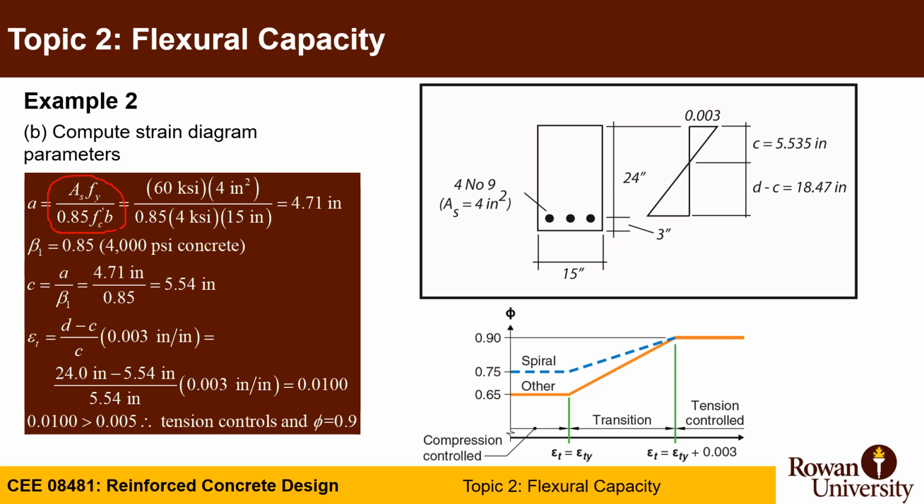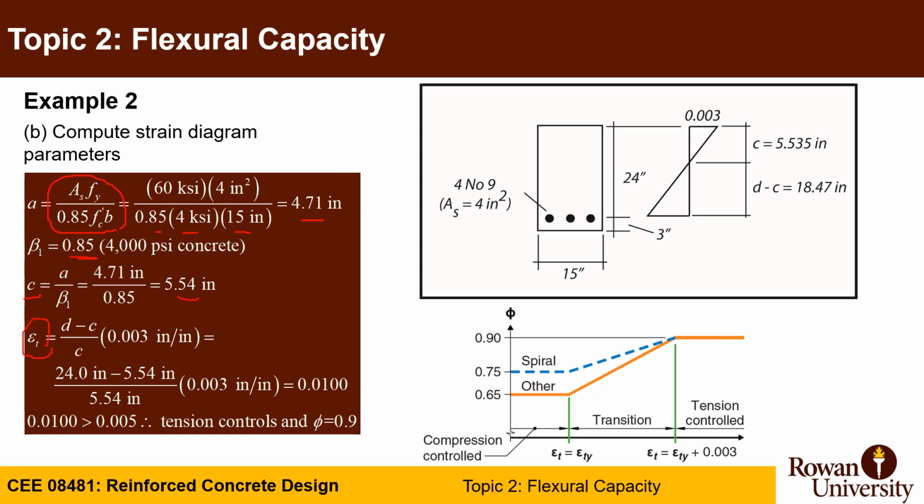It's going to be 60 ksi as fy, 4 in² as As, divided by 0.85 f'c, which is 4 ksi, and b is 15. This is going to give you a of 4.71. If f'c is 4,000 psi, beta 1 will be 0.85. So c is a divided by beta 1. In this case, a is 4.71, beta 1 is 0.85, so c is 5.54.